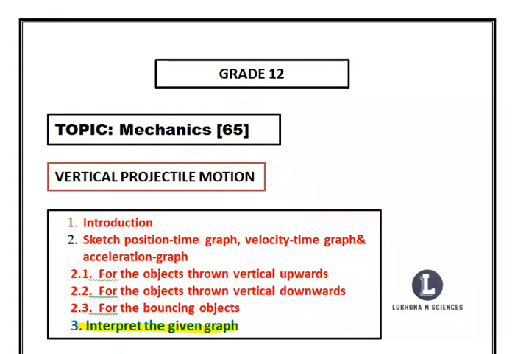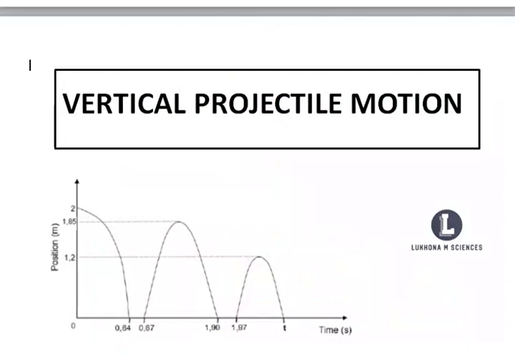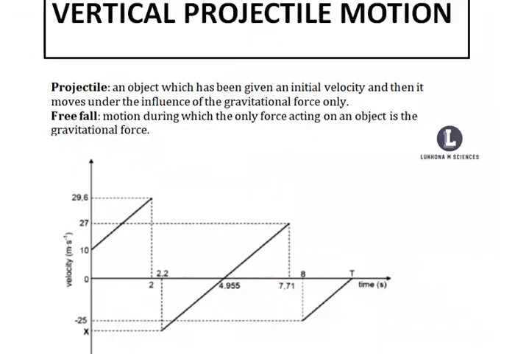Okay, let's start with the velocity time graph, this one. These are definitions, projectile and free fall. Now let's analyze the graph. This is the velocity time graph, and we said the velocity time graph is linear.